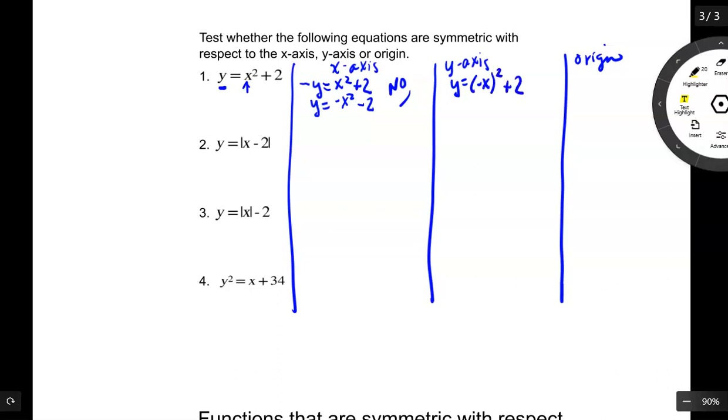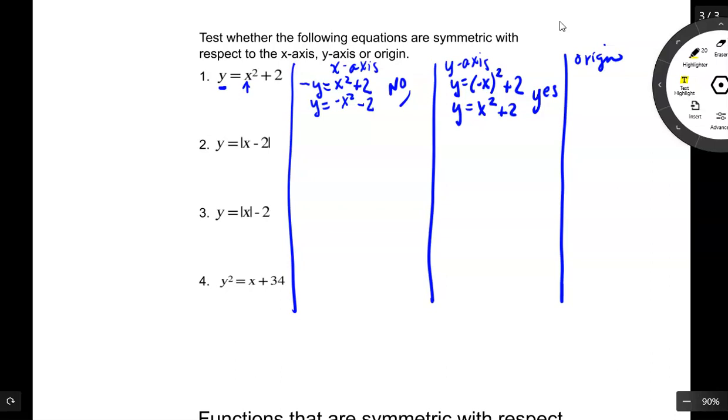Okay, is there anything we can do to simplify that? It's already y equals, so it's already in the same form. But let's think about if we had negative x times negative x, we're multiplying two negatives together, so those cancel each other out, and we get y equals positive x squared plus 2. And that is exactly the same equation as what we started with. So that one's a yes.